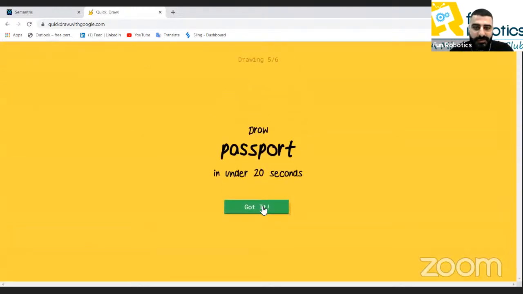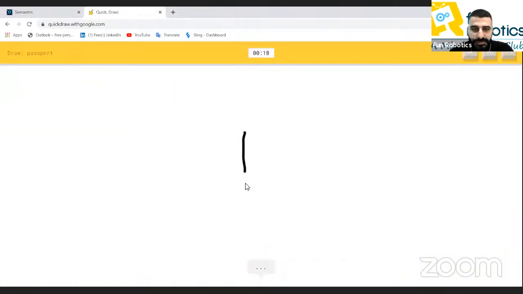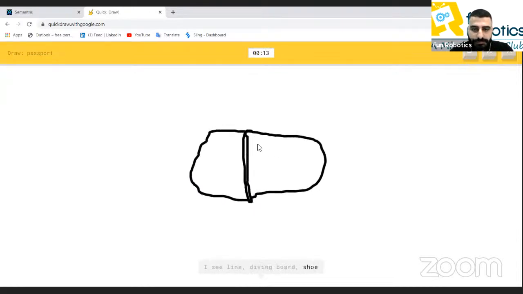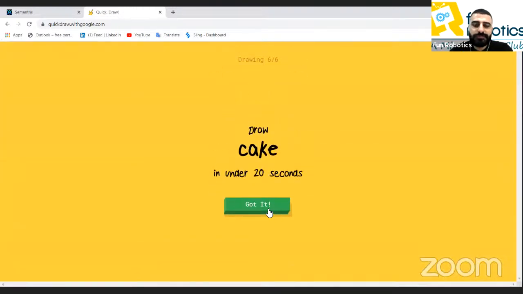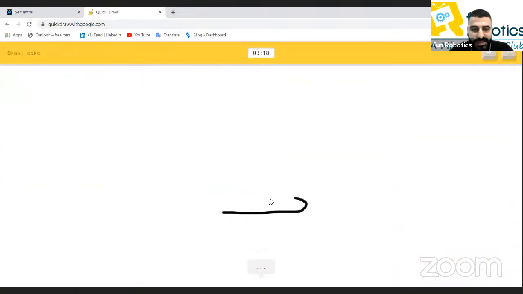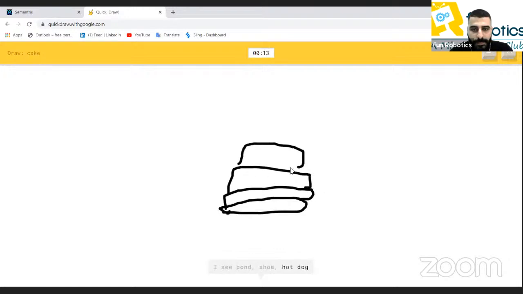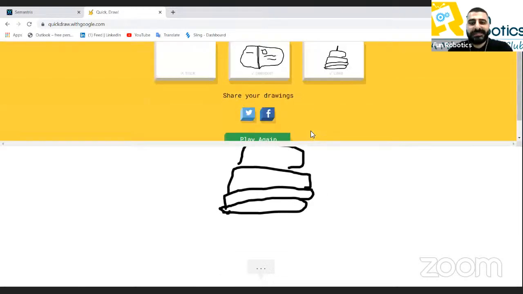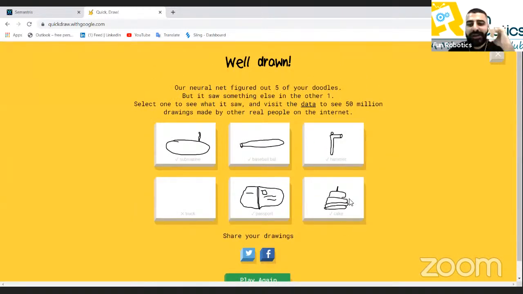Okay. I'm going to skip the truck because that's a big one. Okay, passport. I see line. Or diving board. Or shoe. Or butterfly. Oh, I know. It's passport. Right away. And then cake. I see pond. Or shoe. Or hot dog. Or sandwich. Or hamburger. Okay. Oh, I know. It's cake. So it guessed all my drawings except the truck. I skipped it. I would love for you guys to try it on your own as well.